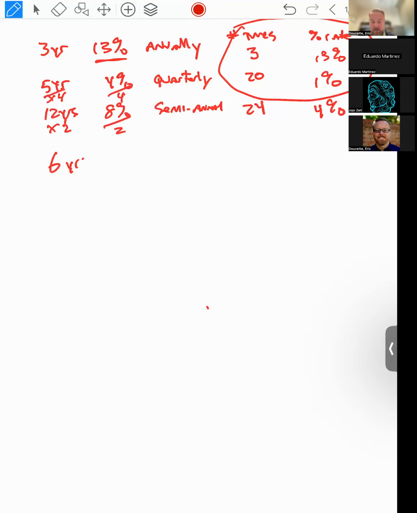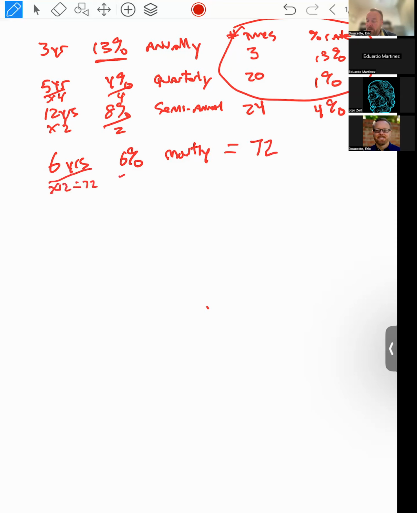So 6 years, 6%, monthly. So how many times will that compound? If it's compounded monthly, that's 12 times per year. Any guesses? How many times will it compound over the course of its life? What did you say? Would it be 72? Yep, 72 times. So I'm going to take this, I'm going to multiply it by 12 equals 72.